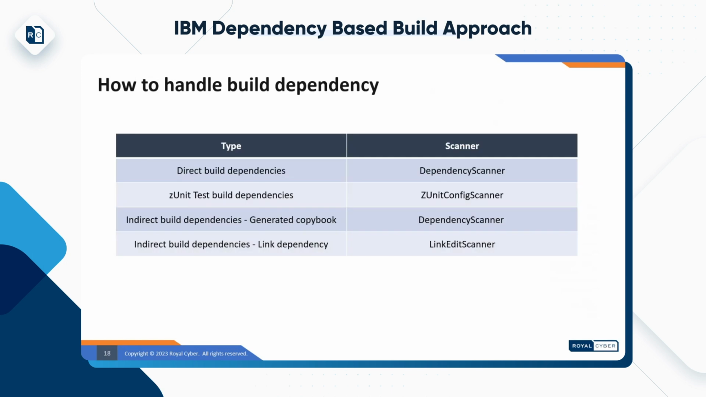How do we handle this dependency build? As we discussed, there are three different types. Each will internally invoke the scanners. Your direct build dependencies will invoke a dependency scanner.